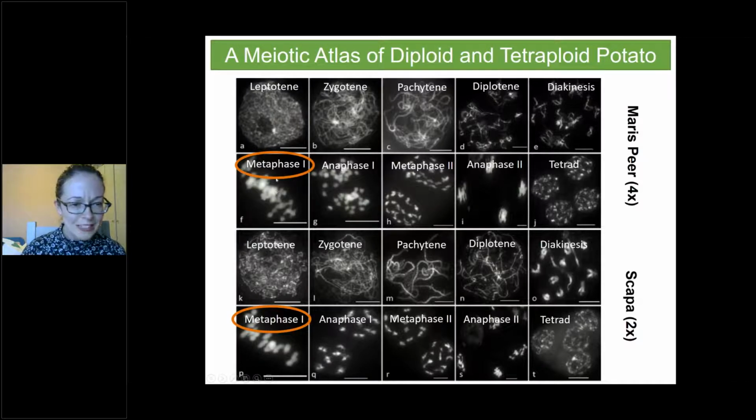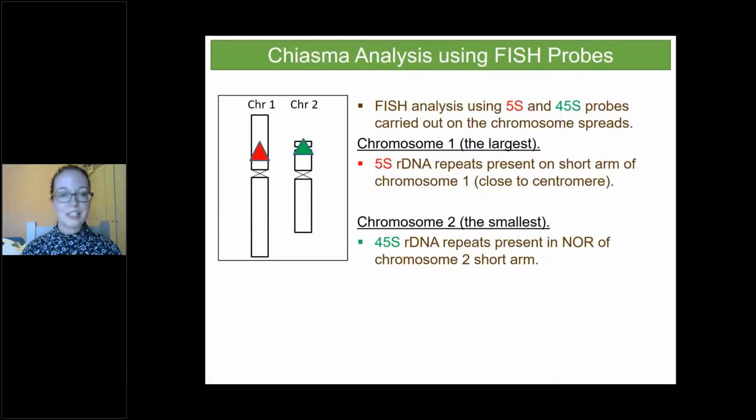And as you can see here in this diagram as well, often it was quite hard to get a nice clear spread where you could identify all the different chromosomes in the tetraploid. But nevertheless, we persisted for a long time and managed to get enough pollen mother cells to do this analysis that I'm about to show you.